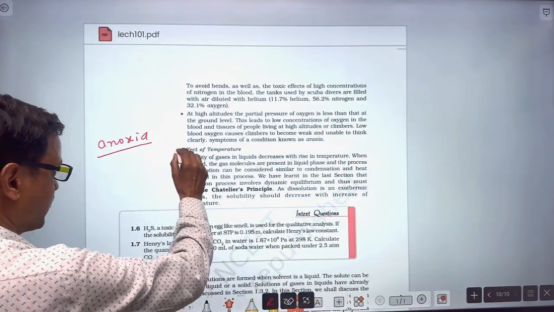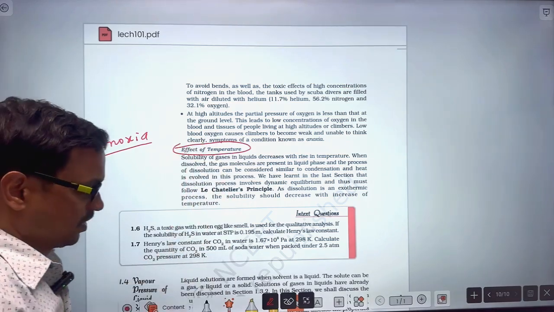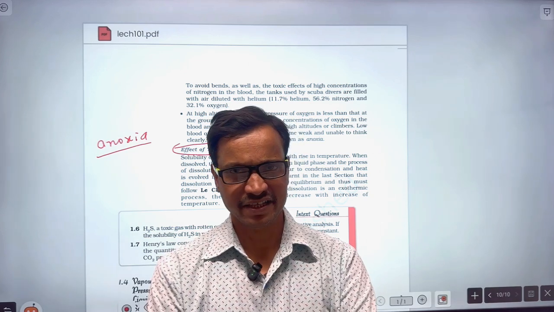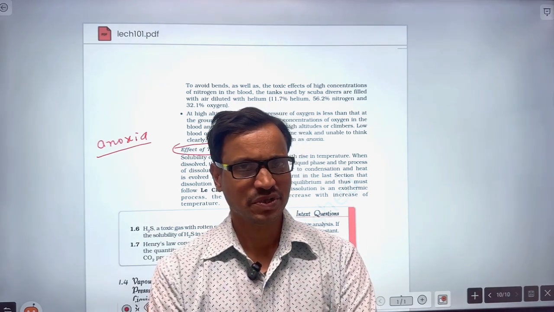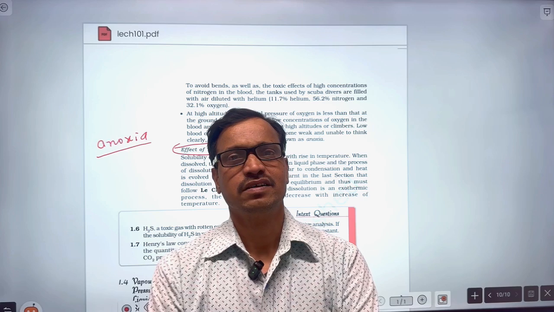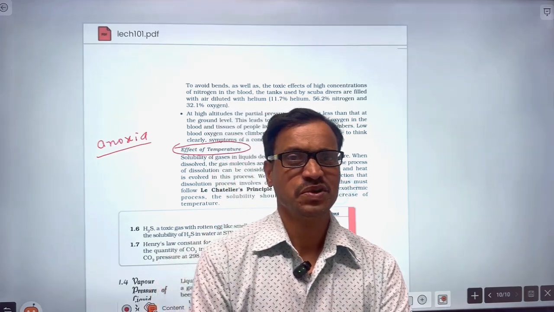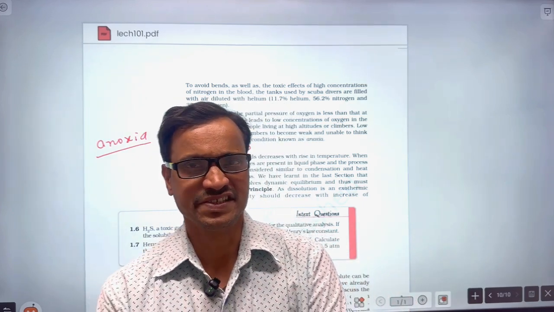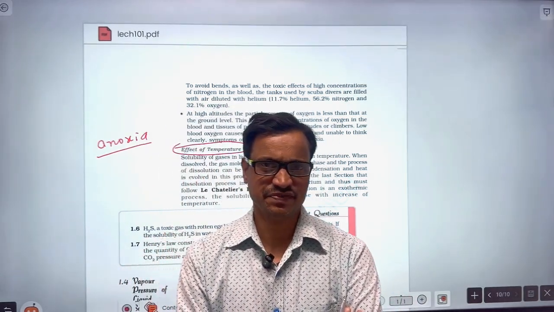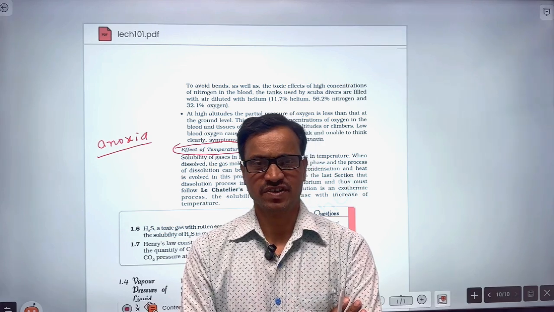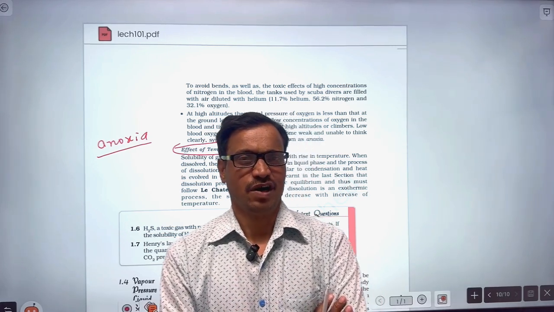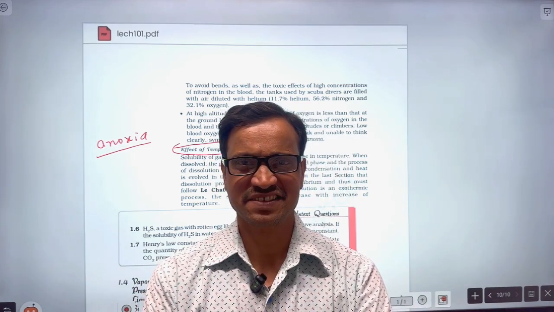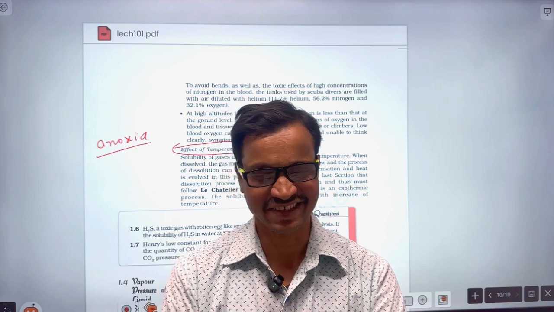Now, effect of temperature, what is that? If the temperature increases, then gases tend to escape out from the solution. So when the temperature of the solution increases, the gases tend to escape out from the solution. So on increasing the temperature, the solubility of a gas in a liquid will decrease.